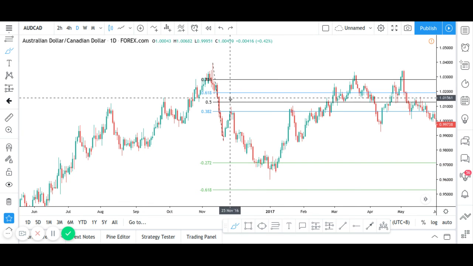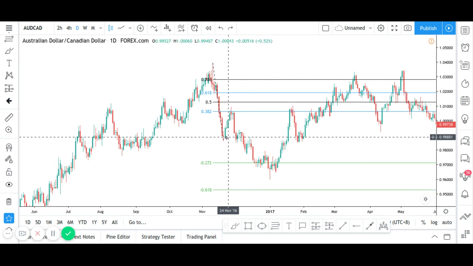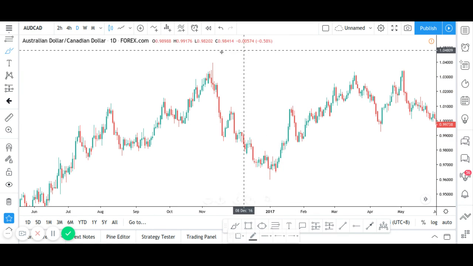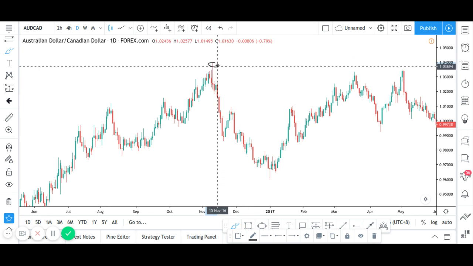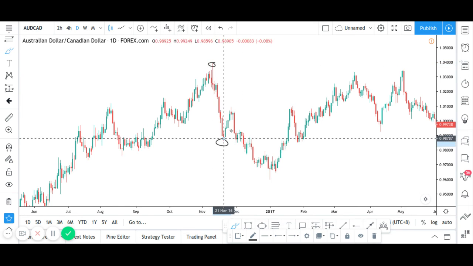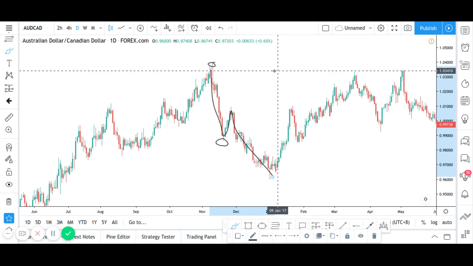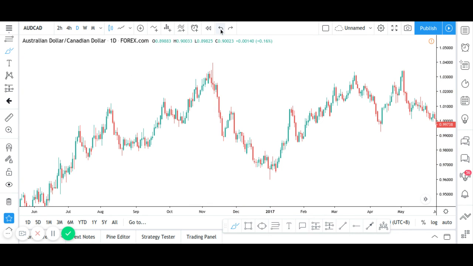To the downside, to the upside, it's exactly the same concept, except for the downside you're going to use your Fibonacci from the highest high to the lowest low in the impulse area. So here's the impulse, correction, impulse again to the downside. Remember, our market always moves in an impulse, correction, impulse movement.